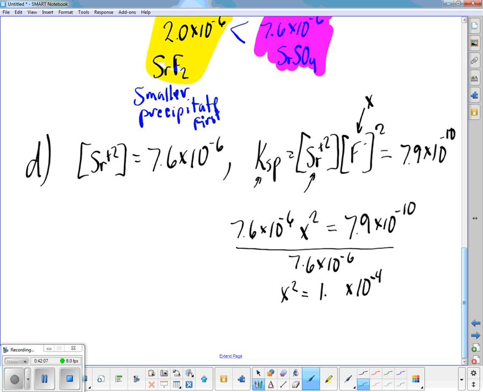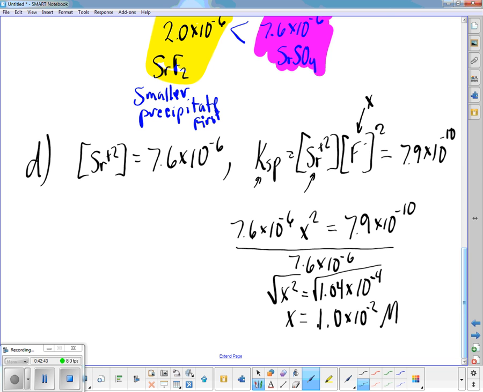I got 1.04. Is that what you got for that? Okay, and then square root both sides so we can get just down to X. And we should end up with 1.0 times 10 to the minus 2. That's a horrible writing there. Let me do that again. 1.0 times 10 to the minus 2, and that's molar.